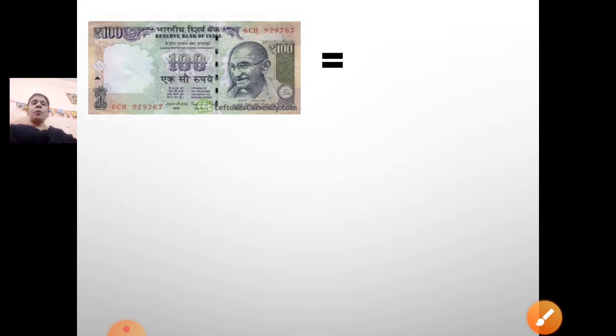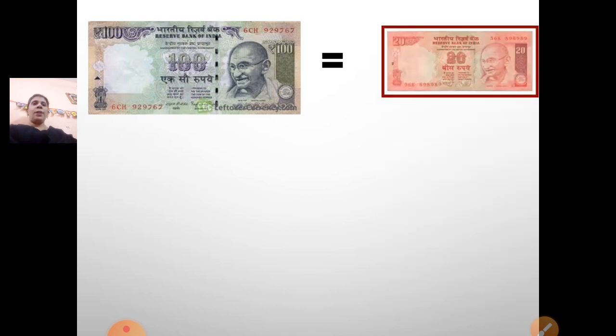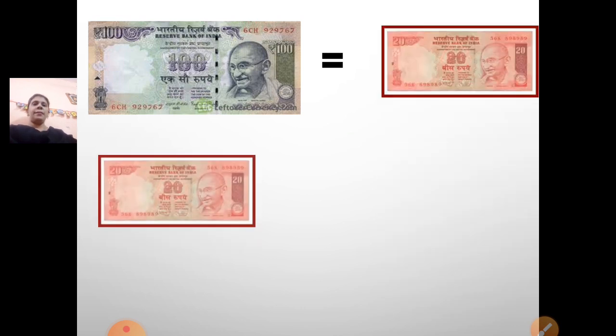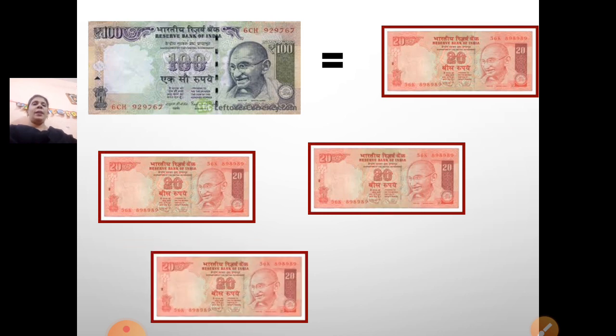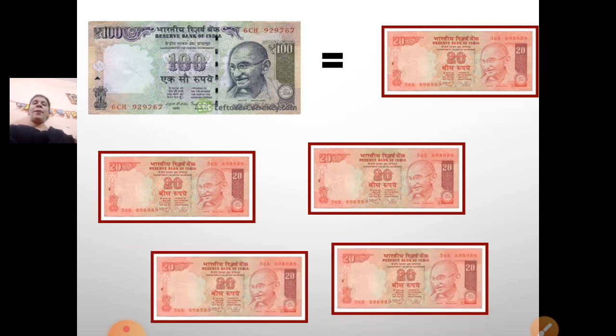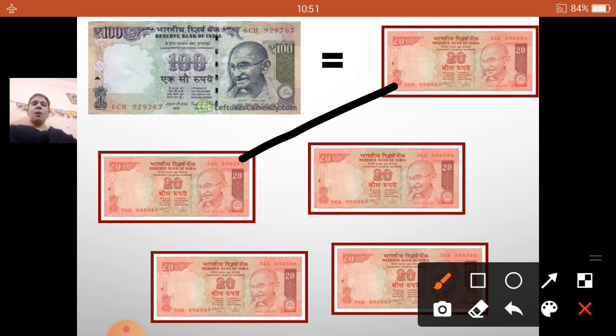Now one more 100 rupee note. Let us give the change. Okay, 20. Again one more 20. One more 20. One more 20. And one more 20. Now let us count. 20 plus 20 is how much? 40. 40 plus 20 is how much?